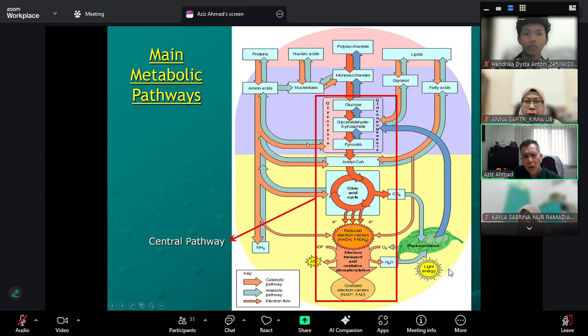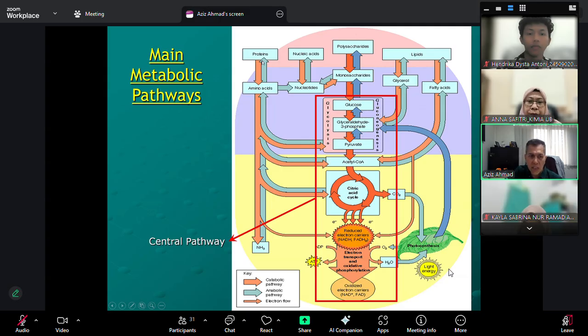And then if you look here, there are some arrows that are just one way, but there are some arrows that are two ways, going and coming back. But let's focus here. From acetyl-CoA to the Krebs cycle, there is no backward arrow. Can you see that? What does it mean? It means that acetyl-CoA is the regulatory site for the main metabolic pathway.